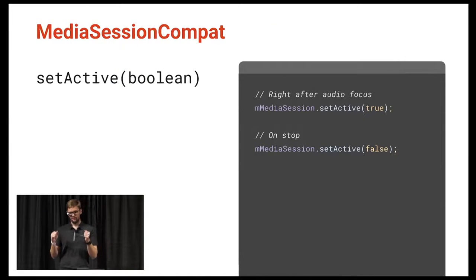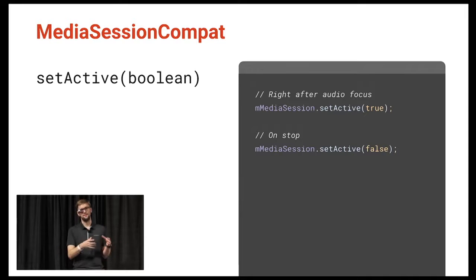So we haven't actually set that we want to be the preferred media button. Thankfully, it's one method, setActive. I bet you can guess what the Boolean does. True means we want to become the active media button receiver. False means we're done and you can leave. So it actually does a lot behind the scenes, but one of the things it does is the media button intent.